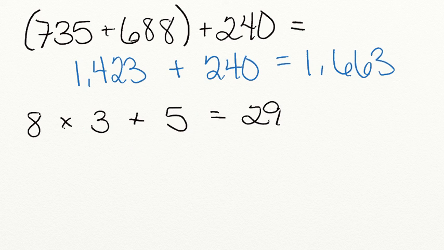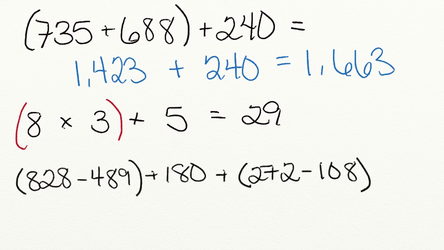So let's try again. Now let's move our parentheses around 8 times 3. 8 times 3 equals 24. Plus 5 equals 29. So we've properly inserted our parentheses to make this equation true. Let's go ahead and try one last practice problem together.